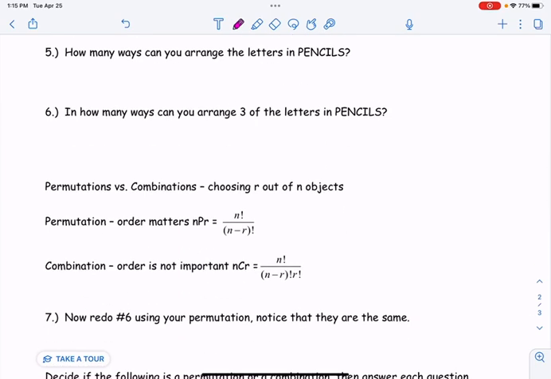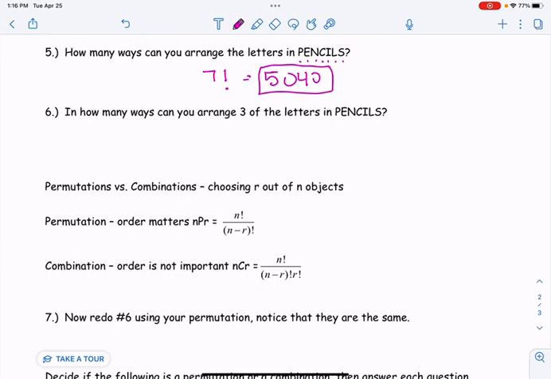So if you look at number 5 here, we want to know how many ways can we rearrange the letters in pencils. Well, let's count. We've got 1, 2, 3, 4, 5, 6, 7 different letters to rearrange. So then I'm going to take my 7 factorial, and that's going to give us 5,040 different options.